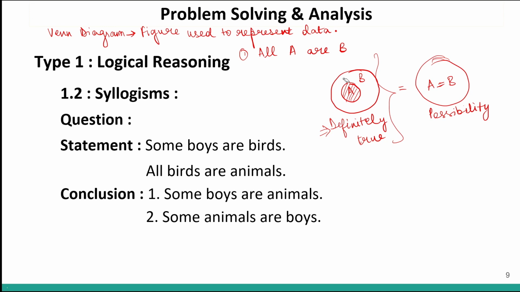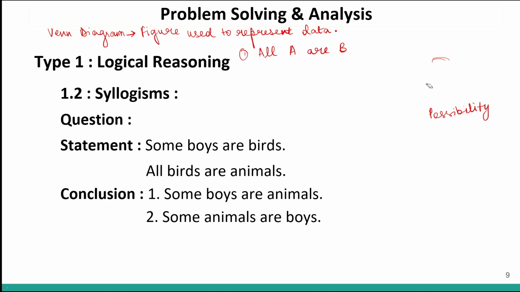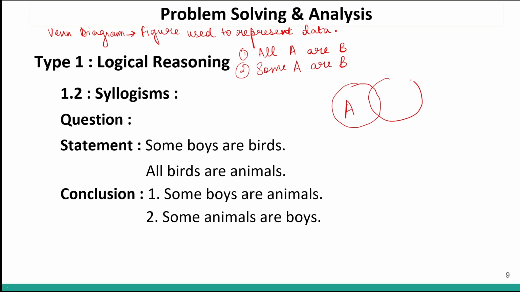Okay. Now, the second possibility or the second thing that can happen is I can write that some A are B. I can write like this. So if this is my A, this will be my B. Because some A will definitely be a part of B. So some A are B can be written like this. This is definitely true.